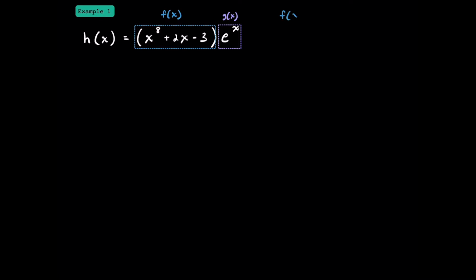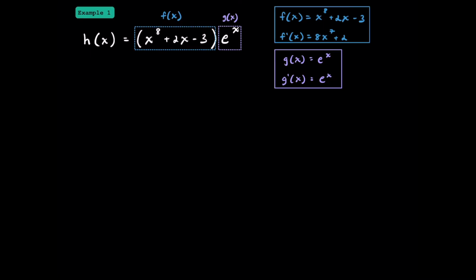We already know that f of x is equal to x to the 8th power plus 2x minus 3. Using the power rule, we can find the derivative of it, or f prime of x, which is going to be 8x to the 7th power plus 2. For g of x, we can say that original function is just e to the x power, and its derivative, or g prime of x, is also equal to e to the x power. These are the four pieces we're going to need to use the product rule.